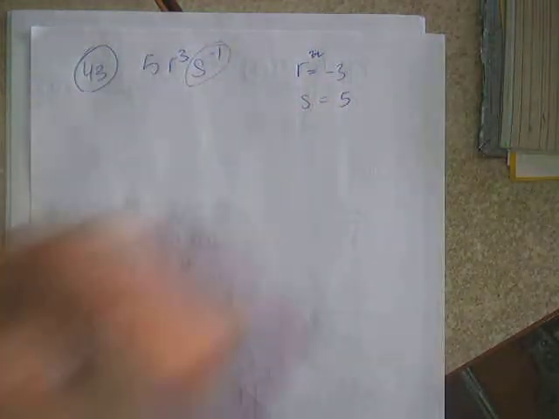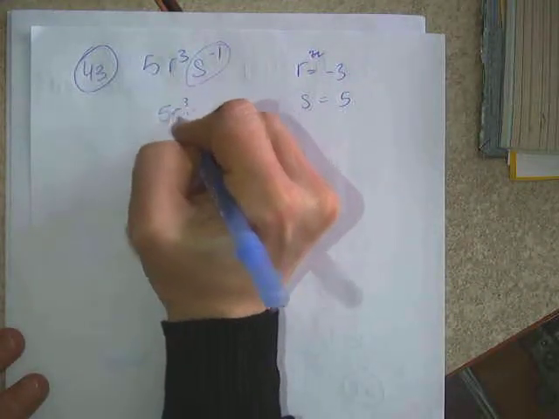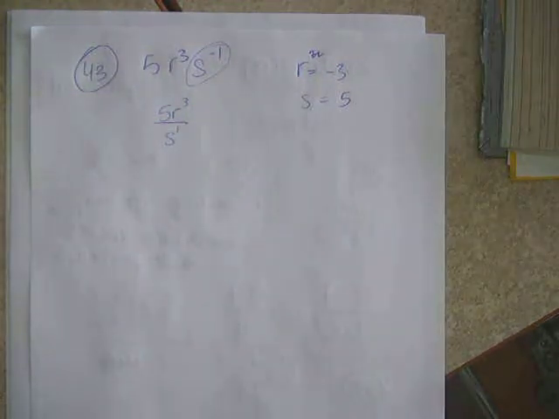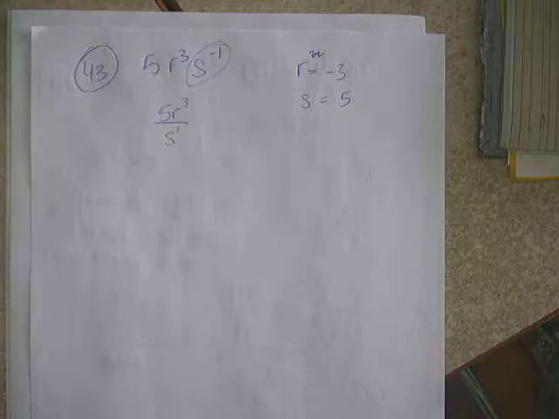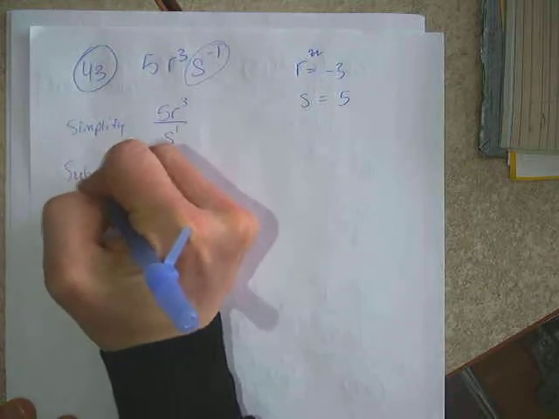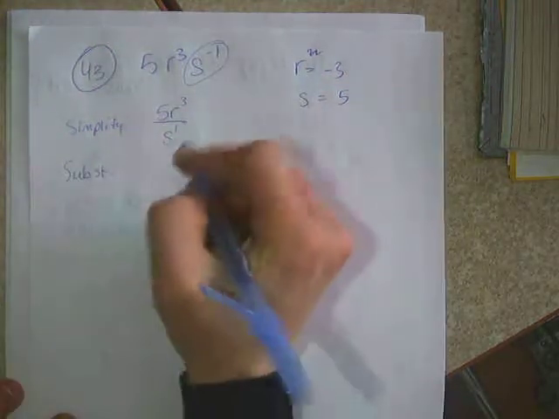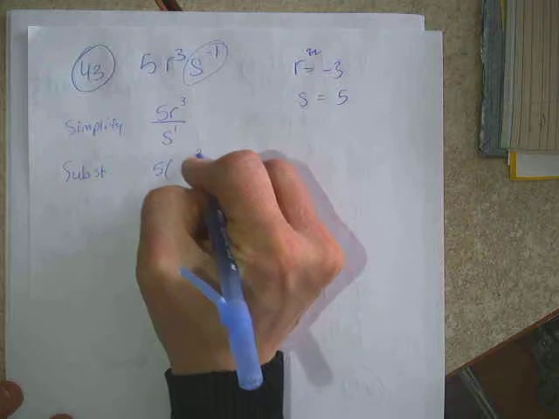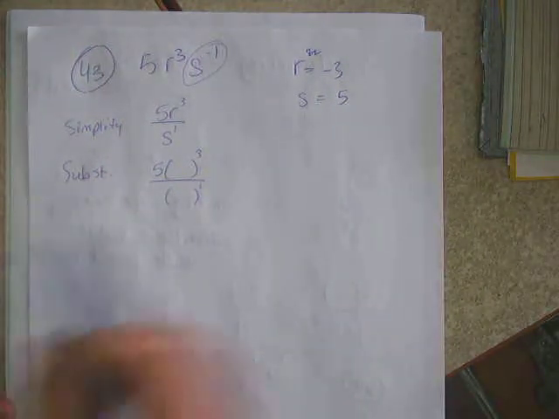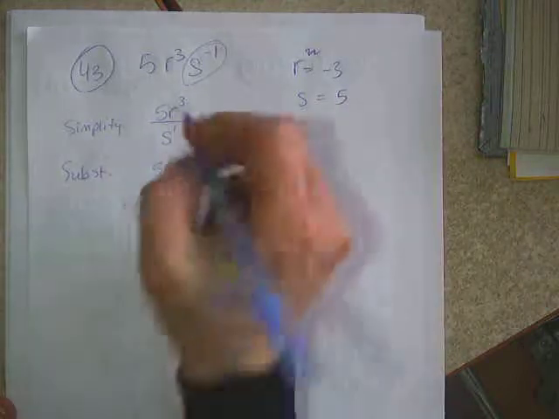Whoa. Okay. First step. Moving the S and 1 to the bottom. Yes, take care of those. So we have 5r cubed over s. You can put 1 if you want, but we're not going to need it. So we simplify, then we substitute.